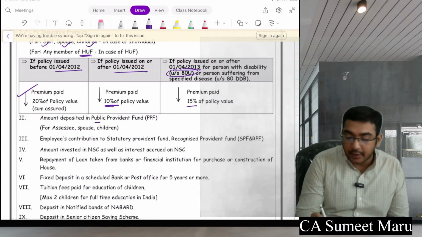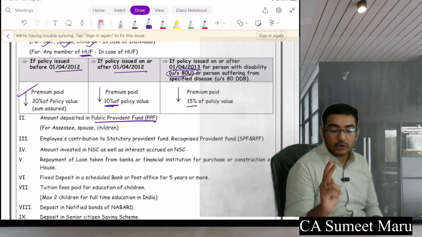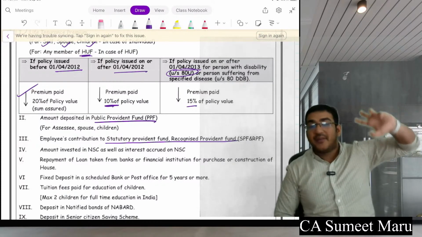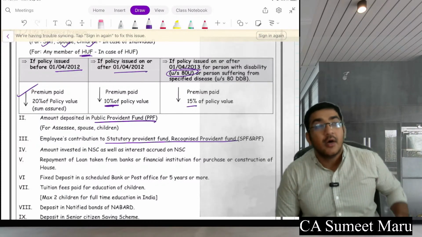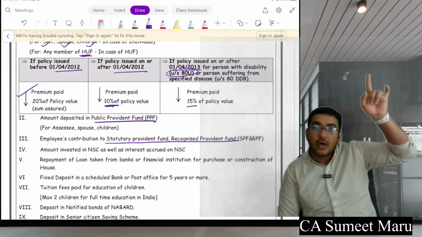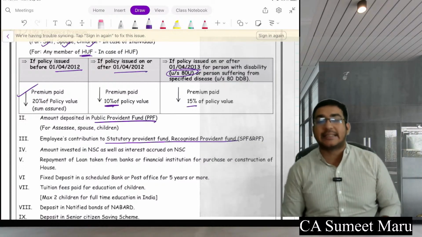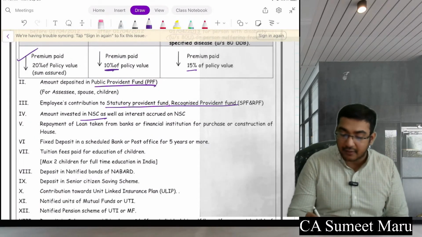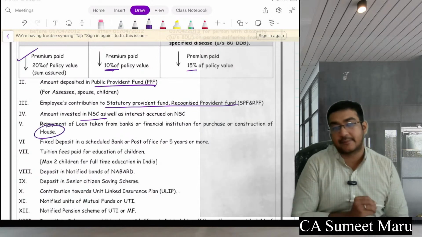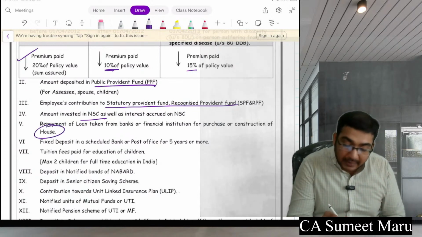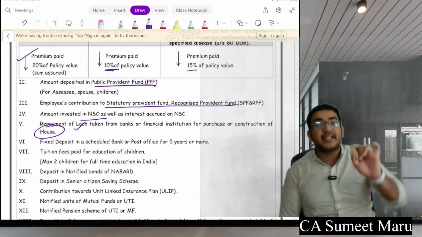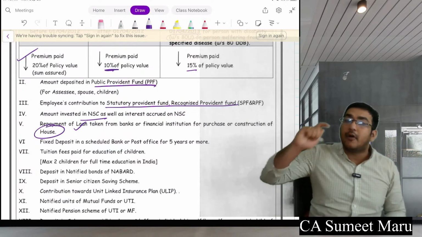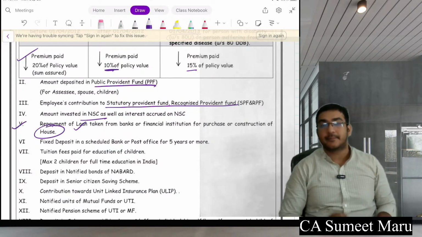Next is your amount in your PPF, again for you, your spouse as well as your children. Contribution to statutory provident fund, recognized provident fund. So if you remember, when we learned provident funds in the salary chapter, whatever our payment, we used to ignore there. You will in fact get a deduction here in ATC. Further, amount invested in NSC, loan taken from a bank or financial institution for purchase or construction of a house. So now please remember, repayment of principal amount. Interest deduction you will get in house property under section 24B, interest on borrowed capital. Repayment of principal amount deduction you will get in ATC.